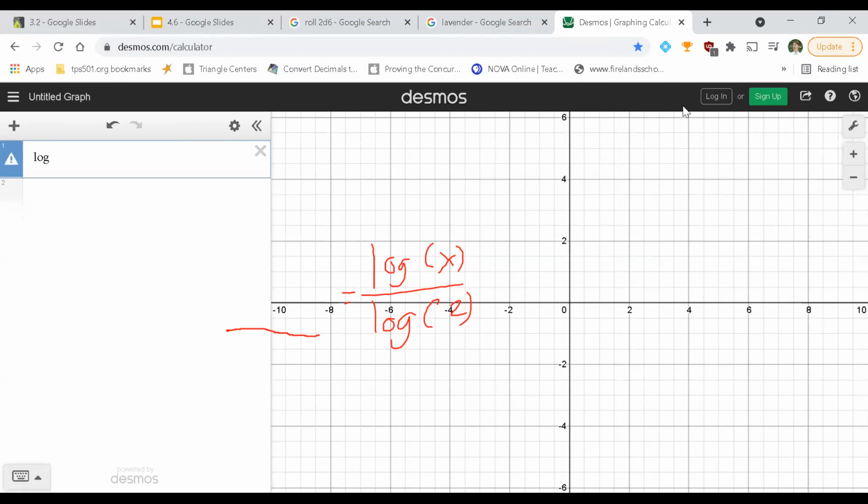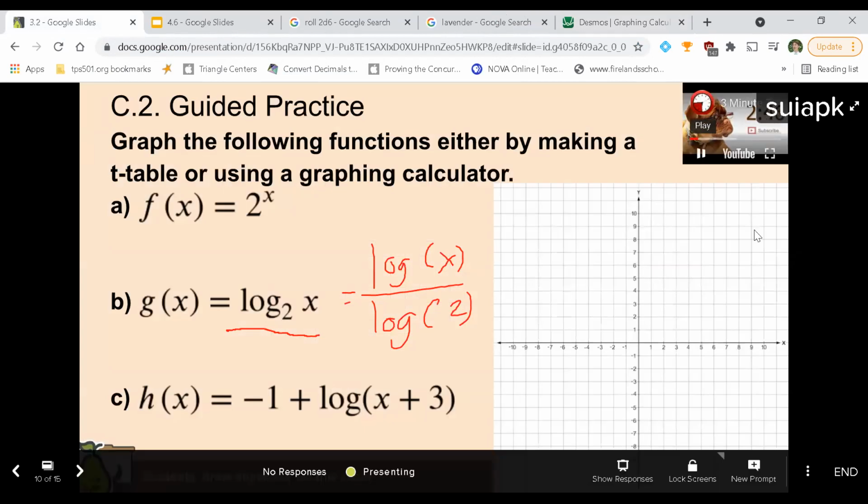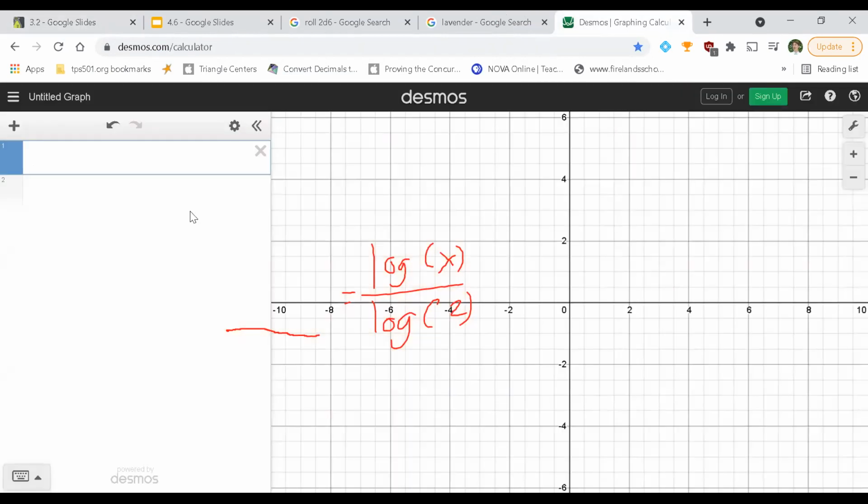Okay, no, I do have to show you how to do this in Desmos. I'll show you. Hold on, pausing the time. Let me show you how to do this in Desmos. So in Desmos, you can just type log.